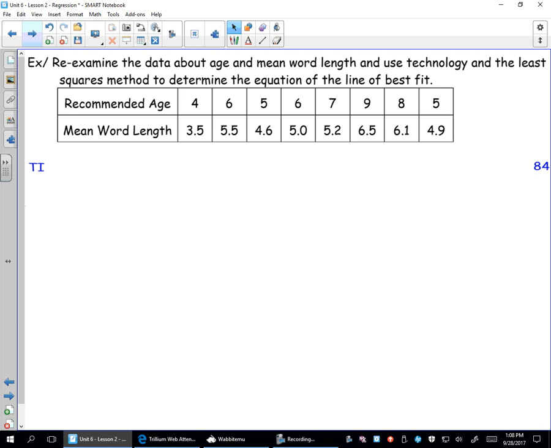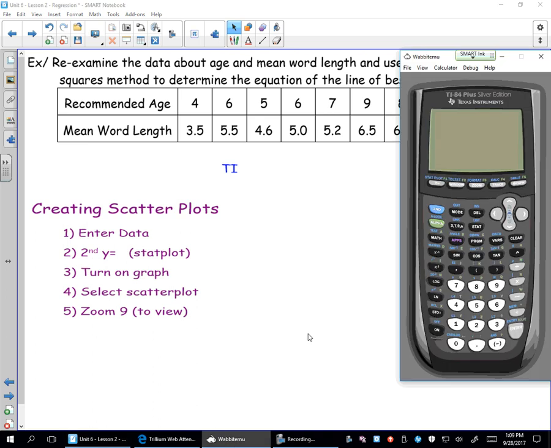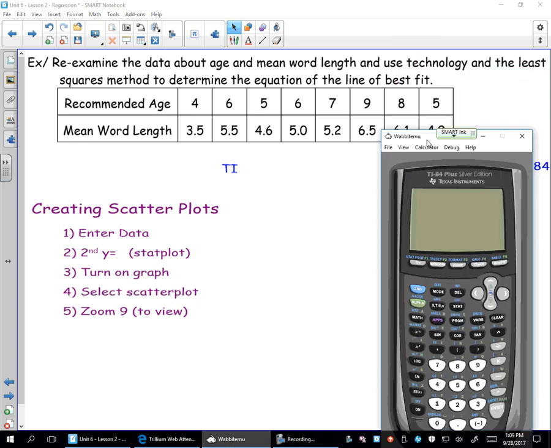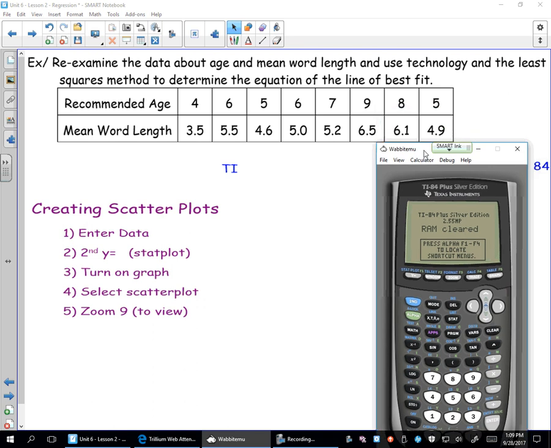We're going to use our graphing calculators. So age and mean word length. I want to find the equation of the line of best fit. So here's our instructions. We've got to create a scatter plot. To do that, taking our graphing calculators out, we're going to turn it on. That's a good start. And then we're going to enter our data like we always have.